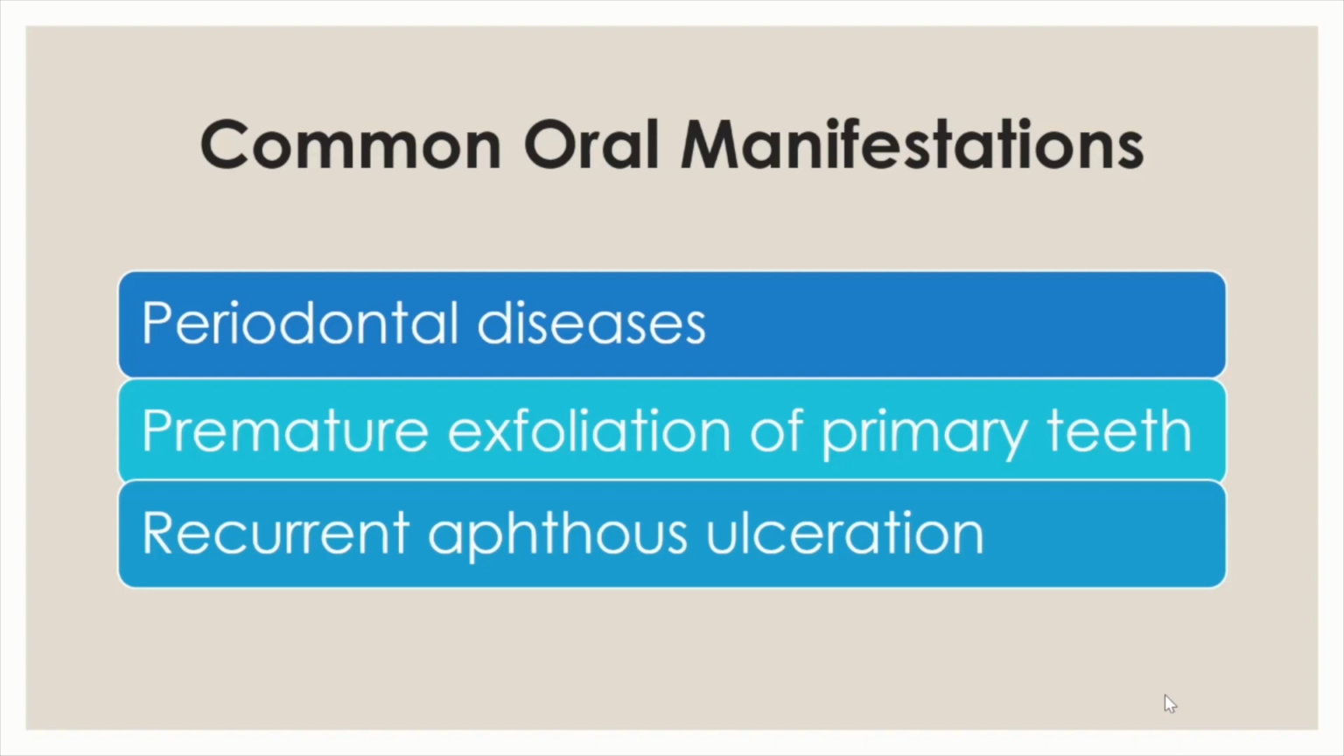Recurrent aphthous ulceration usually is limited to the non-keratinized mucous membrane, like the soft palate, inner lips, and inner cheeks, and it will usually resolve within 10 to 14 days. Patients may also present with premature exfoliation of the primary teeth. This is mainly due to the defects in neutrophils.